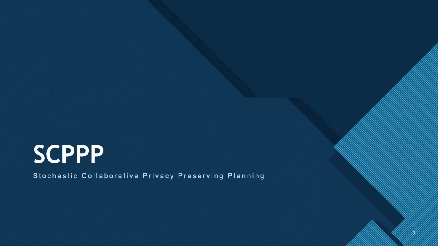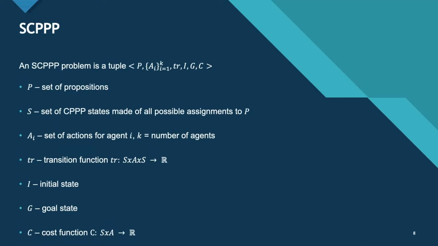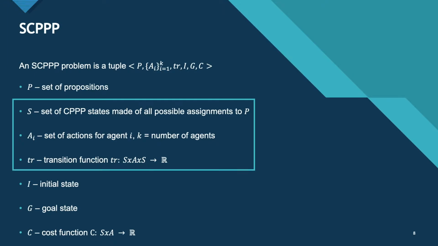In order to solve domains with stochastic effects, we define Stochastic Collaborative Privacy-Preserving Planning, or SCPPP, as follows. A tuple, where the main difference from classical CPPP is in the existence of a transition function, giving us the probability of reaching one state from another state by performing an action. The definition is similar to that of an MDP, but it supports an arbitrary number of agents, K, and the state space is derived from all possible truth assignments to the set of propositions P.